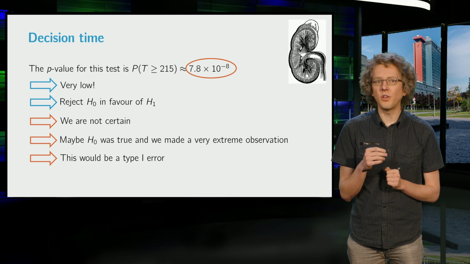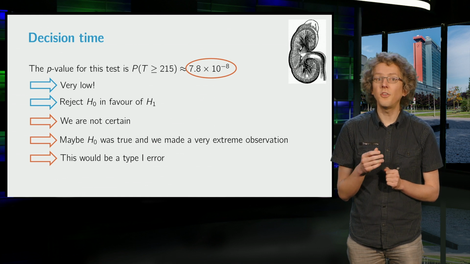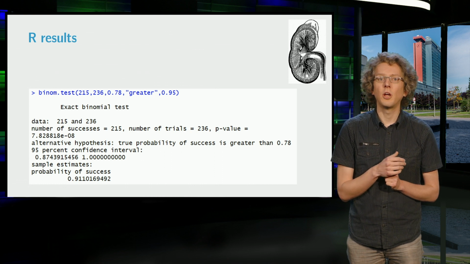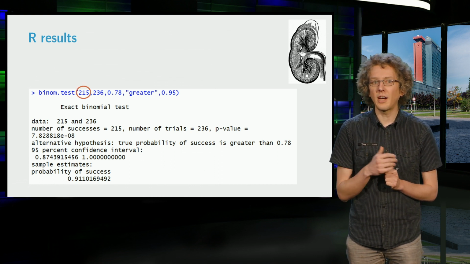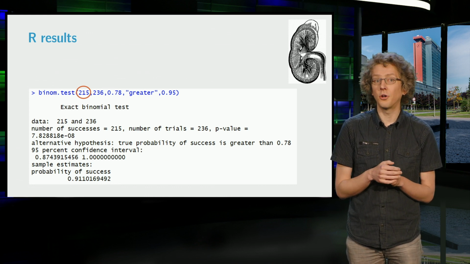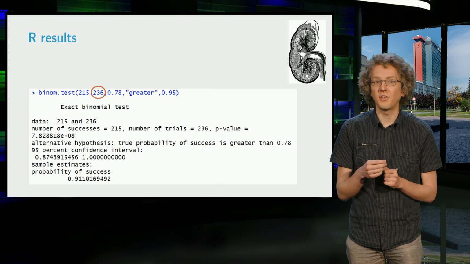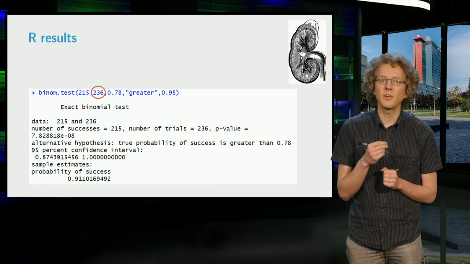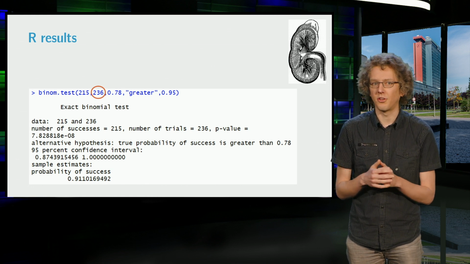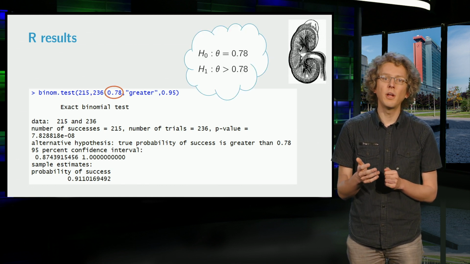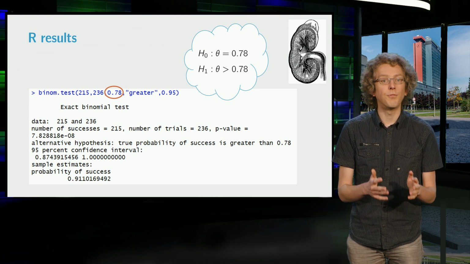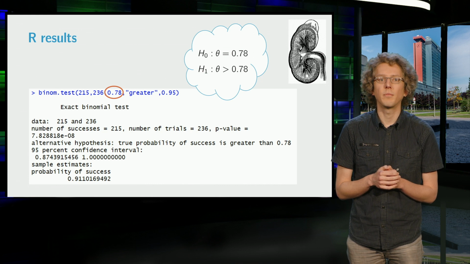By the way, we can do the same analysis using R. This can be done by the following command called binom.test. You need to give the number of successes in the dataset, 215 in our case. The second argument is the total number of trials. In our case, this n was equal to 236. And the third argument is the probability of success according to the null hypothesis. In this example, this was the value 0.78, probability of success before the introduction of the new technique.